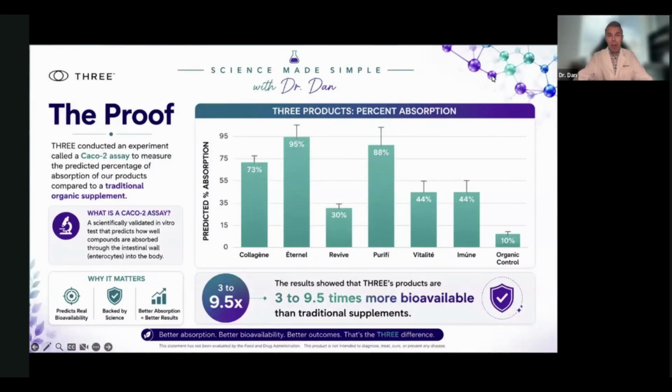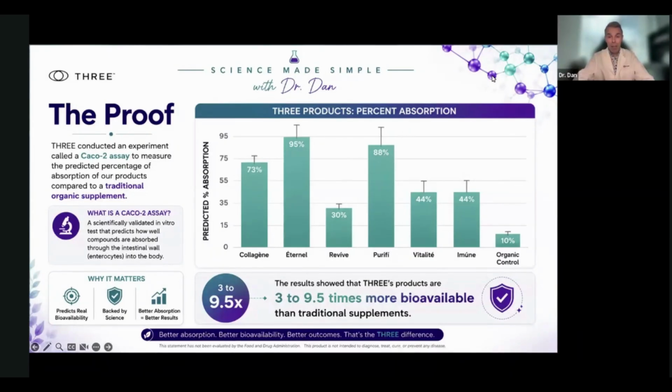And what you can see here on this graph, on the far right of the graph, we use a control. We use a curcumin supplement, because there's a lot of curcumin supplements, and curcumin has a similar molecular structure to other molecules that people use in nutritional supplements, and they're not highly bioavailable. And what we found is that on this control, only about 10% of the molecules that we put on the outside of the cell surface got into the inside.